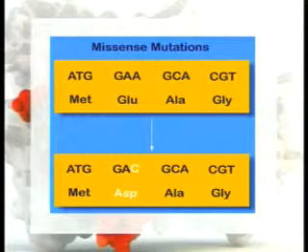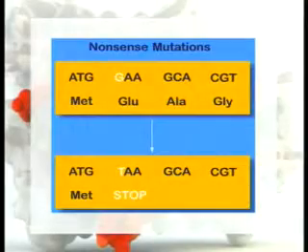Number 2, missense mutation, where a single nucleotide is changed to cause substitution of a different amino acid. This may cause the resulting protein to be non-functional. In other words, missense mutations code for a different amino acid. Number 3, nonsense mutation, which codes for a stop and can truncate the protein.